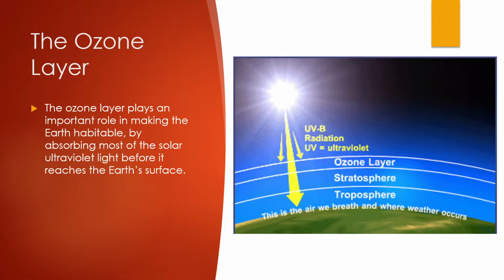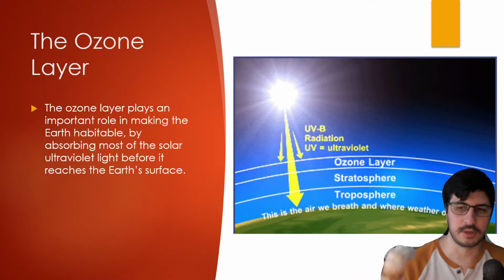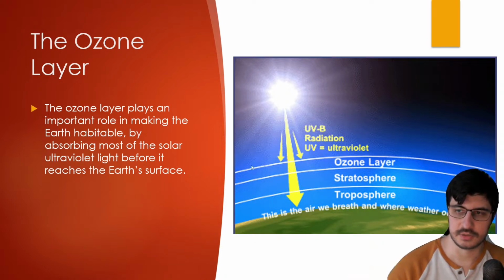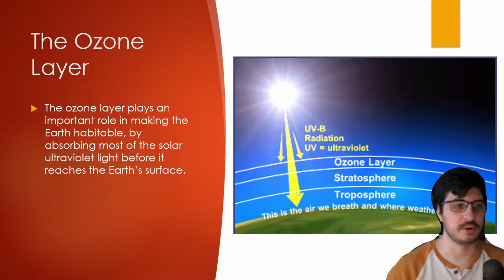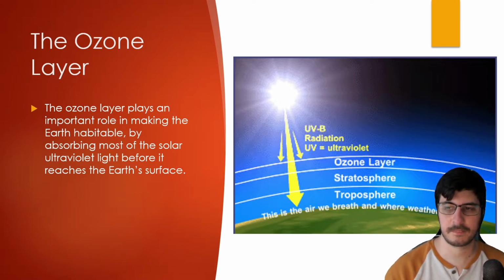The ozone layer does play an important role in making the Earth habitable by absorbing most of the solar ultraviolet light before it reaches the Earth's surface. So as you can see in this image here, the UV rays get stopped for the most part by the ozone layer, and this big arrow is more than likely the UVA rays that we were talking about making their way down to the surface.